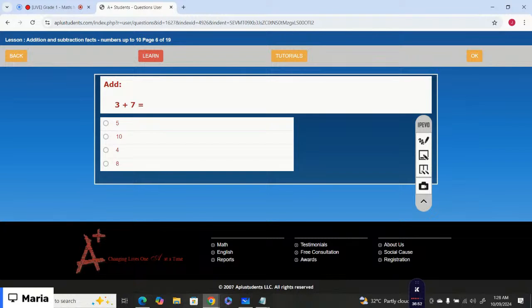Okay, the next one is 7 plus 3. So which is the correct option? Yes, you have to add. So 7 plus 3 makes 10. The correct option is 10.